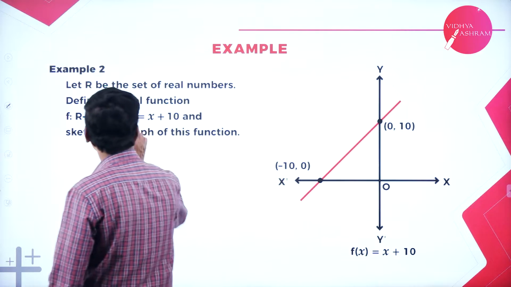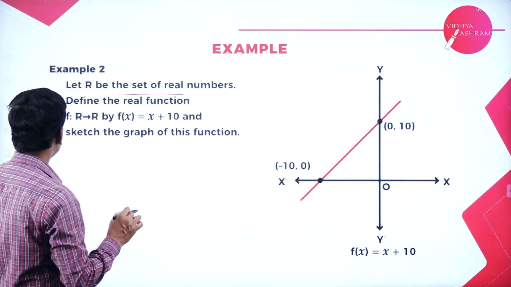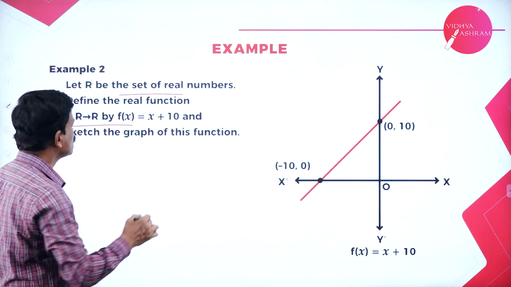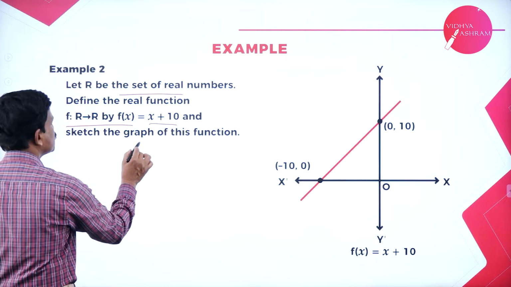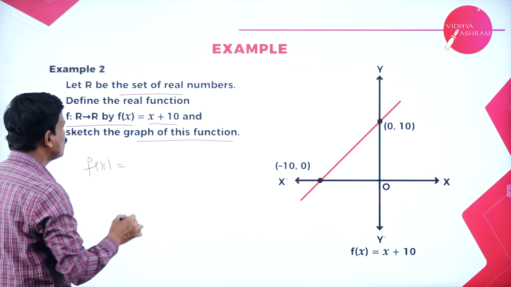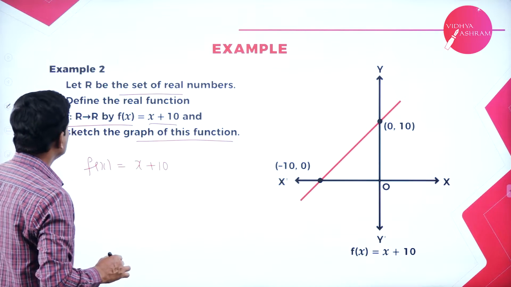Now, what is the problem given? Let R be the set of real numbers. Define the real function f from R to R by f of x is equal to x plus 10 and sketch the graph of the function. So, we have to draw the graph for this function. What is the function given? f of x is equal to x plus 10. Now, let us work on the graph.